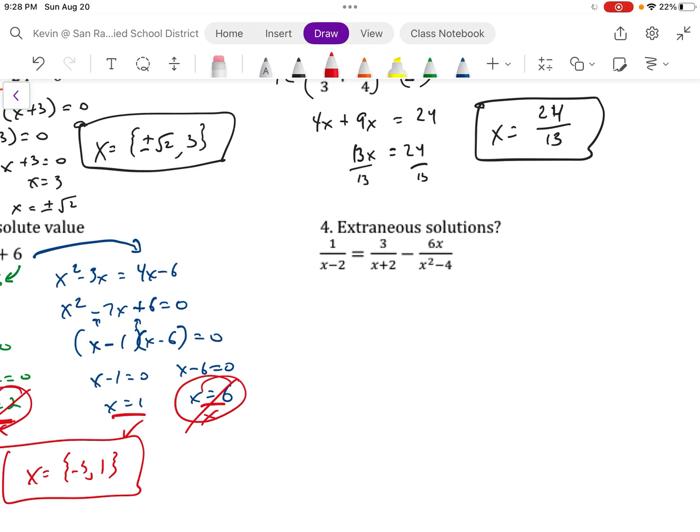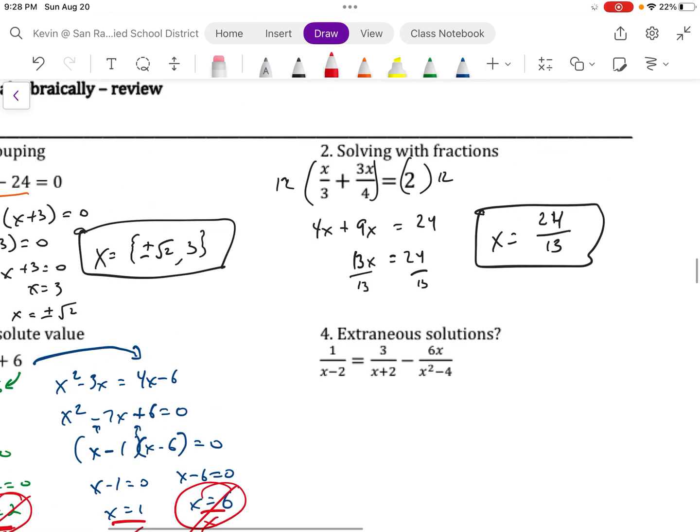Okay, last problem for this page. This problem is very similar to the previous problem, all right? Same thing. We want to find our lowest common denominator. X squared minus 4 equals x plus 2 times x minus 2, right? So x squared minus 4, that is our lowest common denominator.